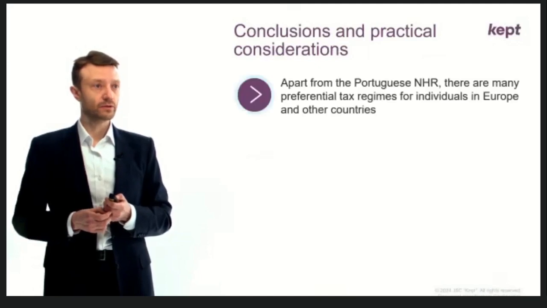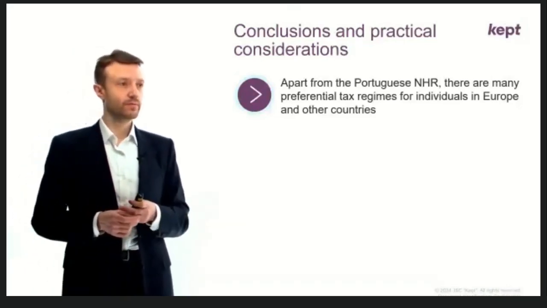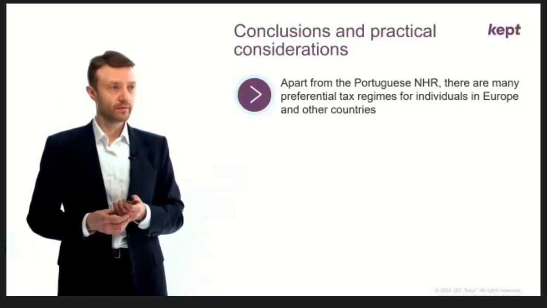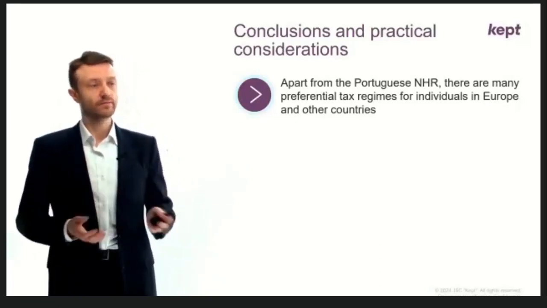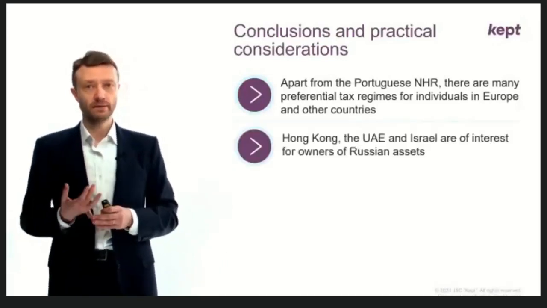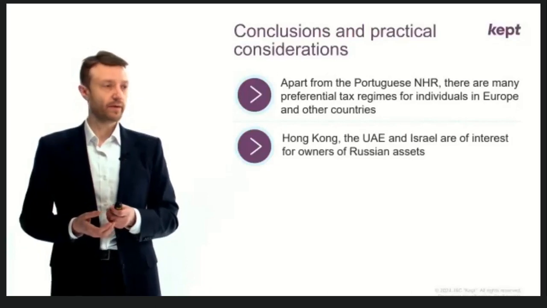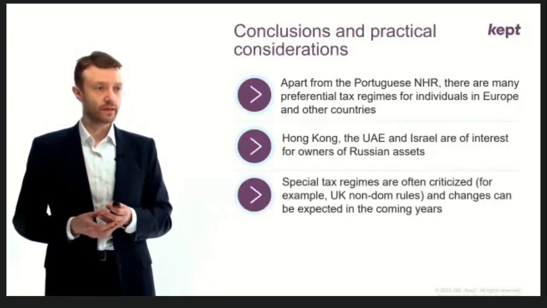Okay, so to conclude, despite the NHR regime in Portugal being abolished, or replaced by a more stringent regime, there are many other preferential tax regimes for individuals, providing tax benefits for individuals in Europe and other countries. As I said, Hong Kong, the United Arab Emirates, and Israel look interesting for owners of Russian assets.